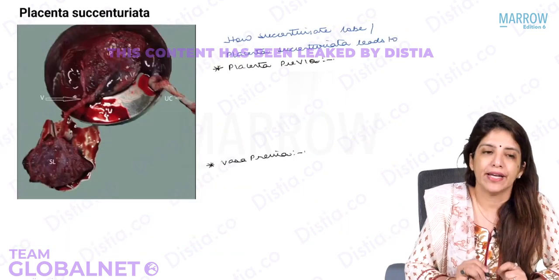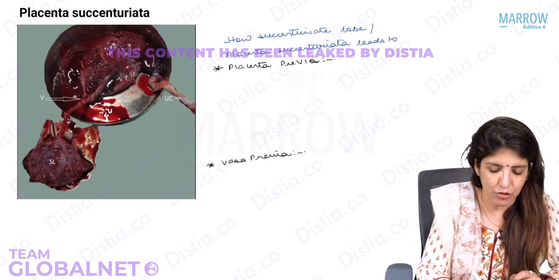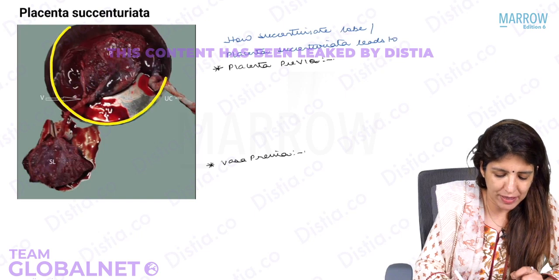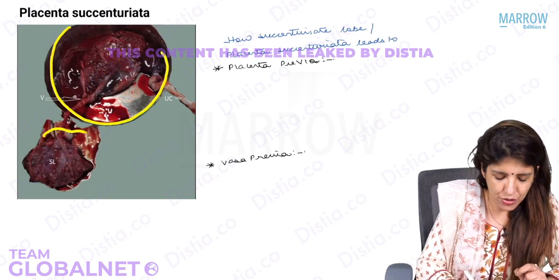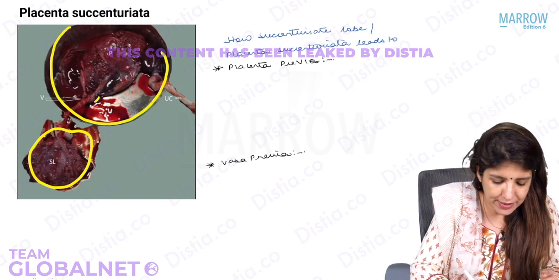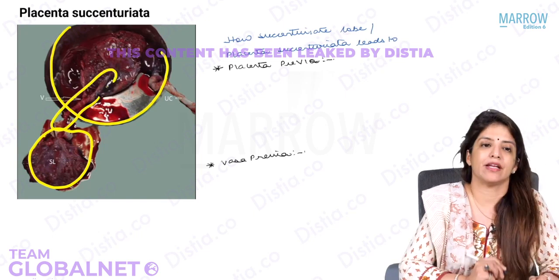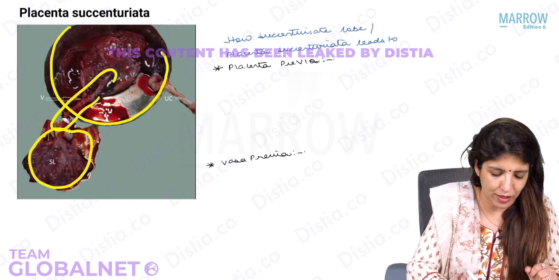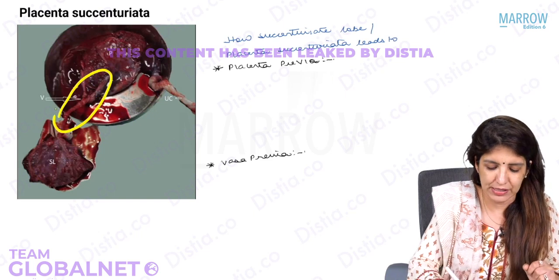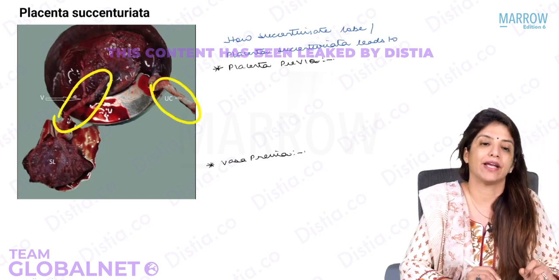Now look over here. In this image, what you are seeing? In this image, you are seeing that this is the main part of the placenta. This is a smaller lobe which has disconnected from the main, and you can see the connecting blood vessels in between. I am erasing so that you can appreciate it clearly. So these are the connecting blood vessels. This over here is a single umbilical cord.